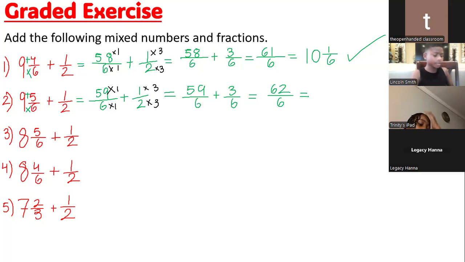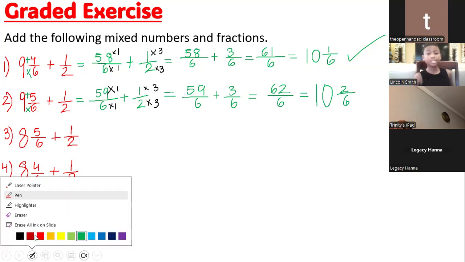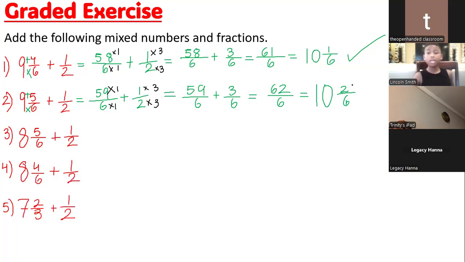6 divided by 62 is 10. Good. And 6 times 10 is 60. So now we subtract 60 from 62, and we get 2. So 10 is our whole number, 2 is our numerator, and we stick with the 6 as our denominator. Very good. But the 2 over 6 can still be simplified.